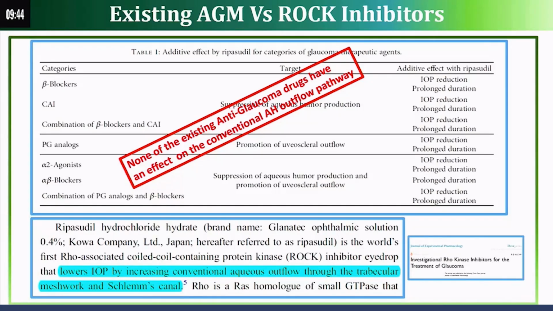So my first slide states something very interesting, that none of the existing anti-glaucoma drugs have an effect on the conventional aqueous humor outflow pathway. That is very important. None of the existing drugs act on the conventional pathway, but ROCK inhibitors do, because they lower the IOP by increasing the conventional aqueous outflow through the trabecular meshwork and the Schlemm canal. So that is a very interesting fact.